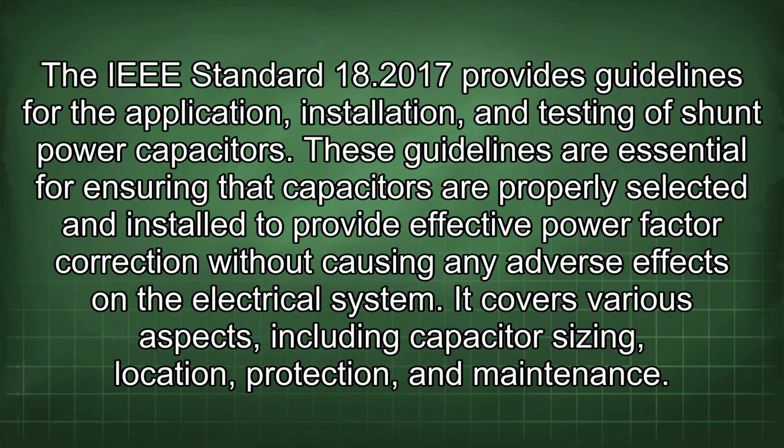The IEEE Standard 18-2017 provides guidelines for the application, installation, and testing of shunt power capacitors. These guidelines are essential for ensuring that capacitors are properly selected and installed to provide effective power factor correction without causing any adverse effects on the electrical system. It covers various aspects, including capacitor sizing, location, protection, and maintenance.